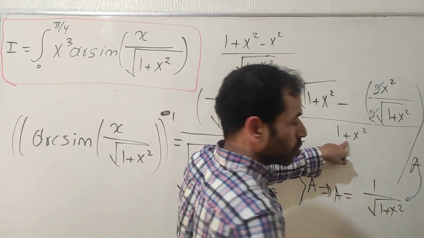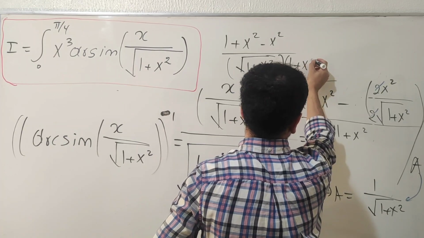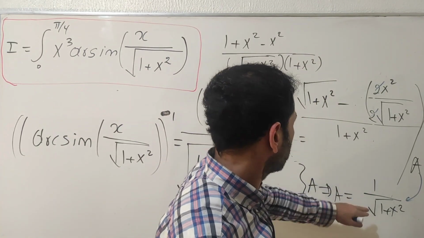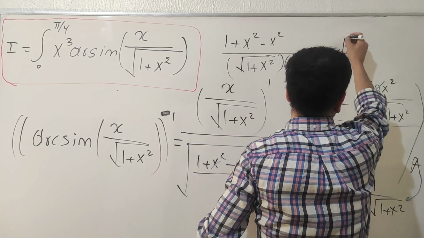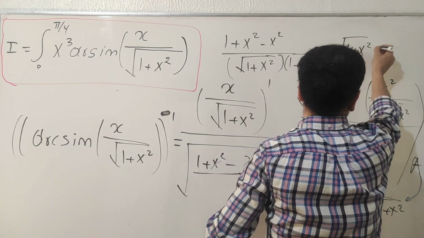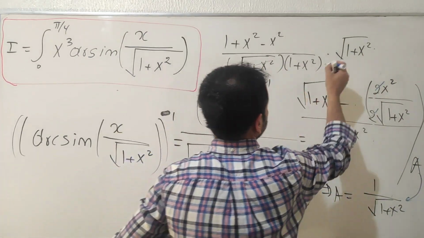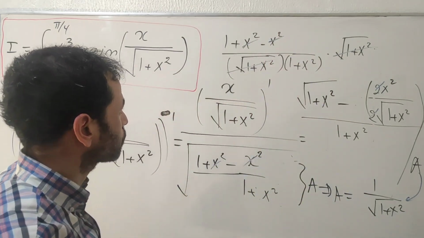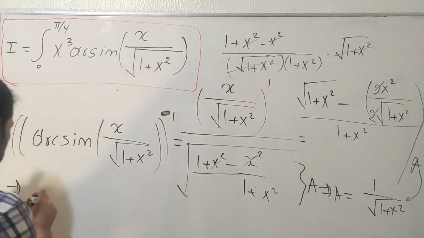But don't forget this term. This one is going to be here, multiplied by 1 plus x squared. Also, don't forget the inverse of this one is going to go to the top, so I will have the square root of 1 plus x squared. Then the whole thing is going to be cancelled out with this one. This x squared will be cancelled out with this x squared. I will be left with 1 over 1 plus x squared.